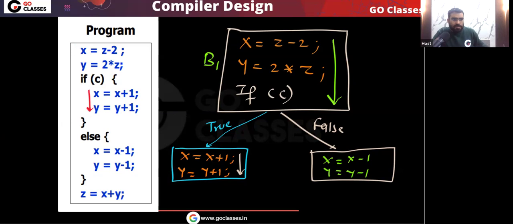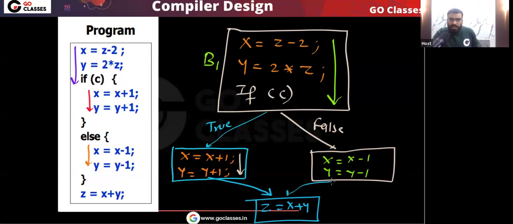Now let me use another color. Finally, you can come to this basic block, where you can come either from this side or from this side. Understood? So how many basic blocks are there? This is B2, this is B3, this is B4. So in total there are 4 basic blocks in this program.